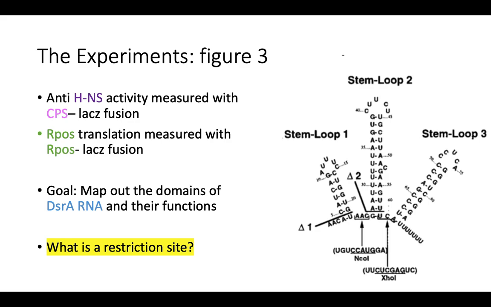So what's our goal here? Our goal is to map out the domains of the DsrA RNA and attribute the functions to each domain. Now we're going to need to go into restriction sites. Here's where we inserted a restriction site at one point, and here's where we inserted another one. Basically what that means, we took a little bit out and replaced it with a certain sequence, and these sequences serve as a target for an enzyme to cut there. So we'll get more into that later on.